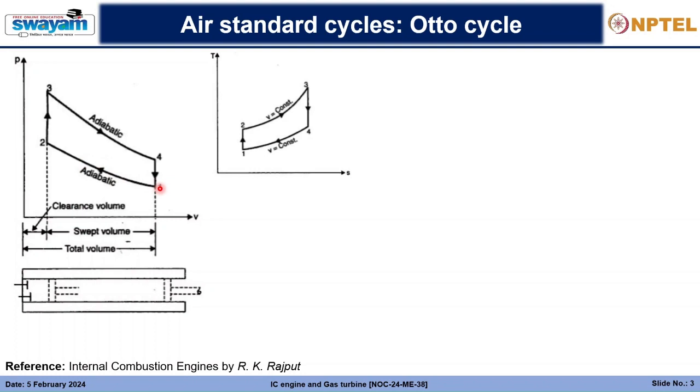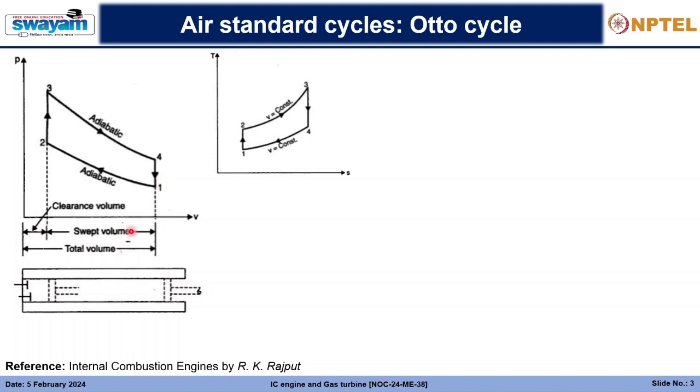So we will just consider from 1. That is the adiabatic compression, then the constant volume heat addition. 3 to 4 is the adiabatic expansion, and then 4 to 1 is again the exhaust stroke.